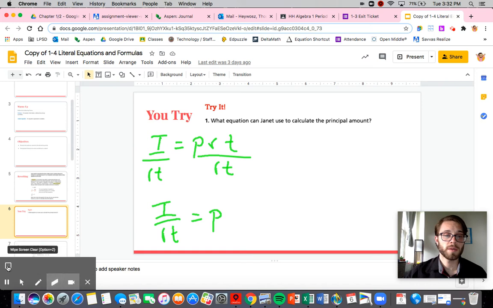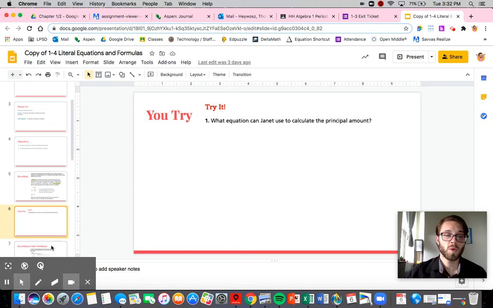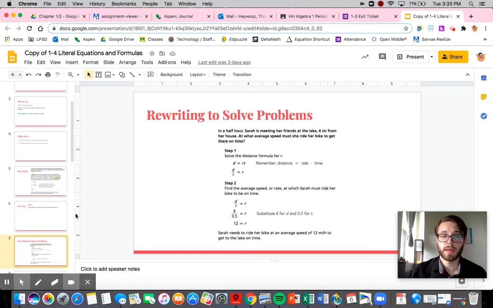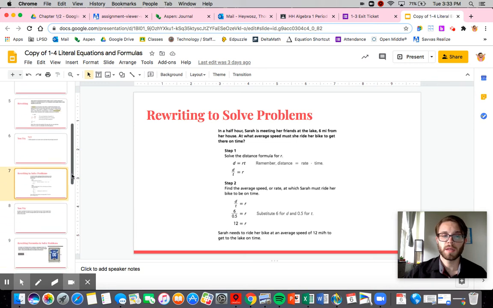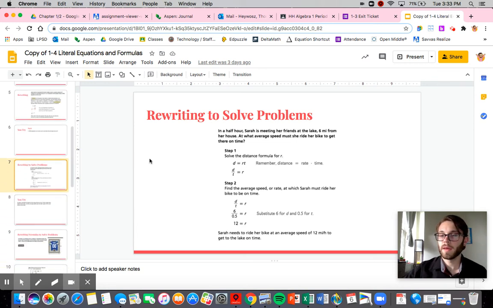All right, let's do one more example and then we will end for the day. So now we're going to be continuing on with rewriting and just to solve problems. So we're saying in a half hour, Sarah is meeting her friends at the lake 6 miles from her house. At what average speed must she ride her bike to get there on time?